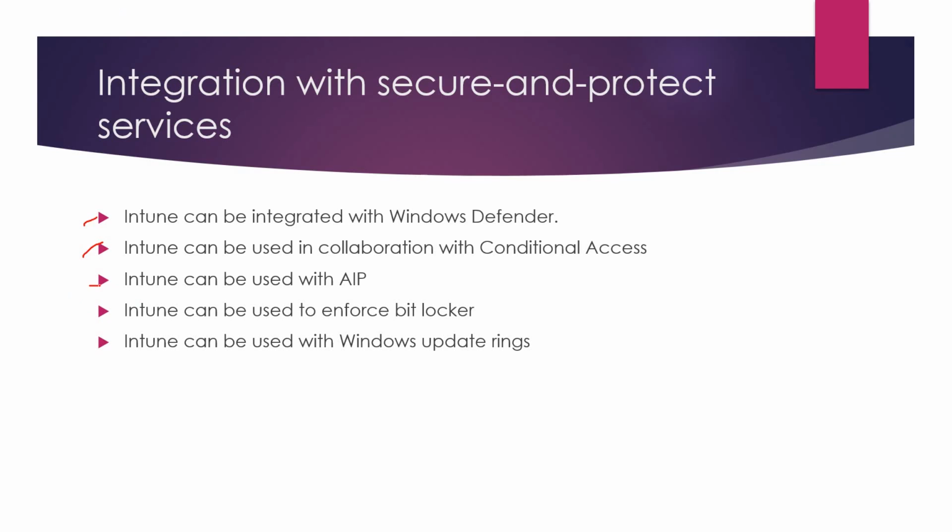Intune can be used with something called AIP, or Azure Information Protection. I won't go into the details of what AIP is, but just for the sake of it, Intune is integrated with AIP and ARMS, which was earlier known as ARMS and is now called AIP, or Azure Information Protection, or Azure Rights Management, and we can leverage that as well.